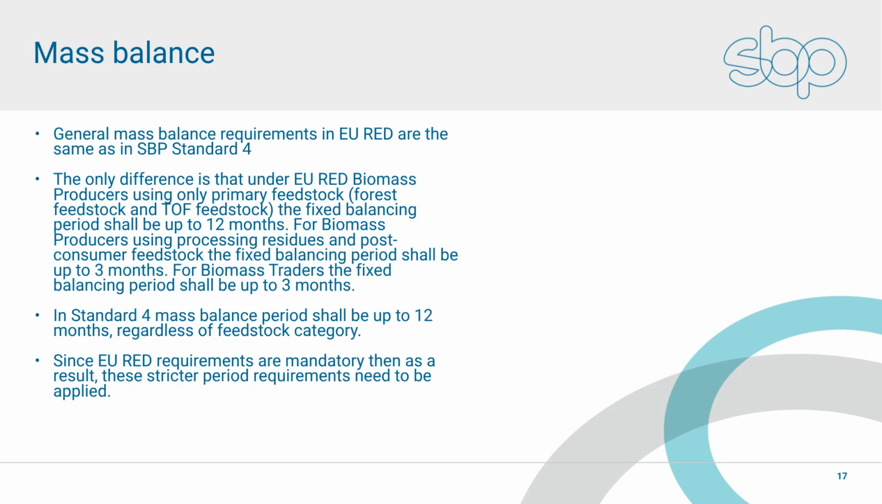Mass balance requirements under EU RED are largely aligned with those in SBP Standard 4, but there is an important difference regarding the balancing period.